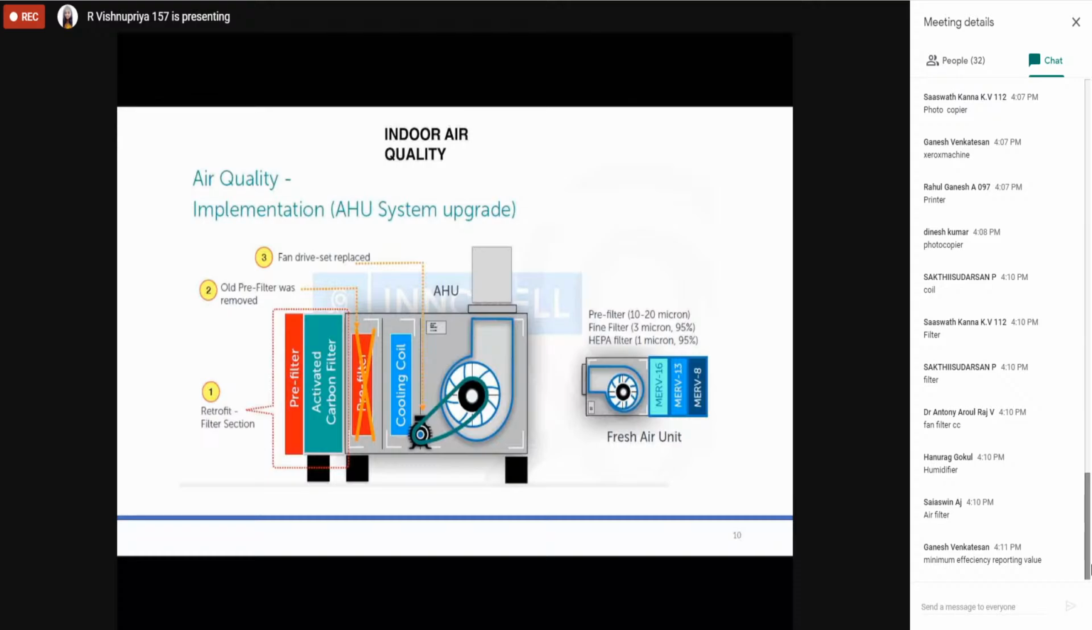But I still have indoor pollutant generation. That pollutant is removed by this activated carbon filter. You can see that the supply and return air is going to cross this activated carbon filter. This modification has been done in the existing AHU. Can you go to the next slide?